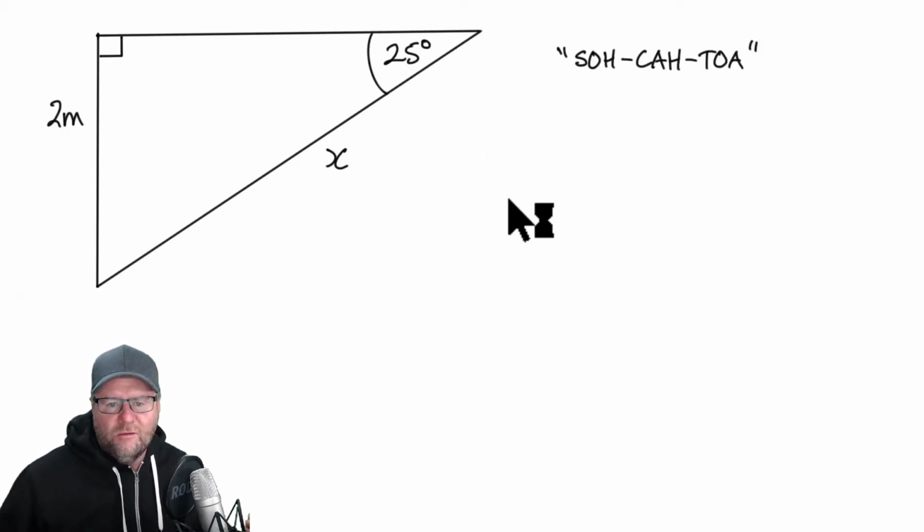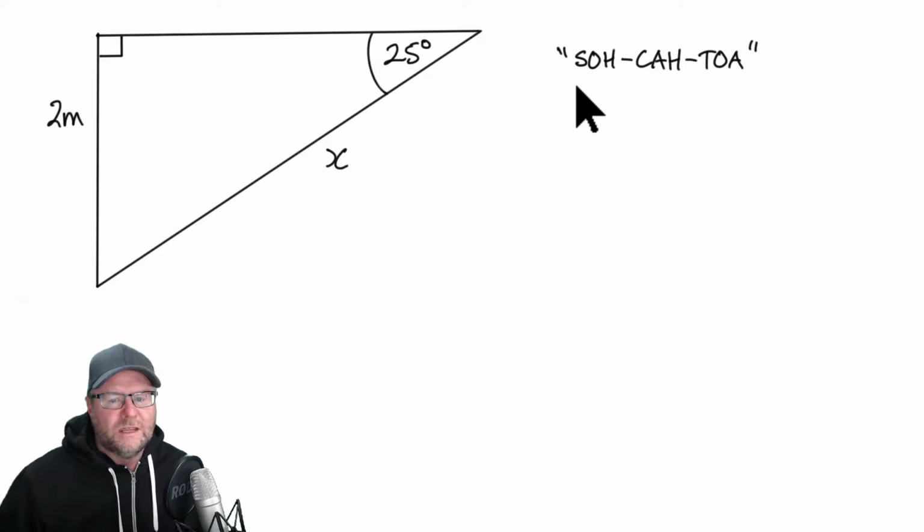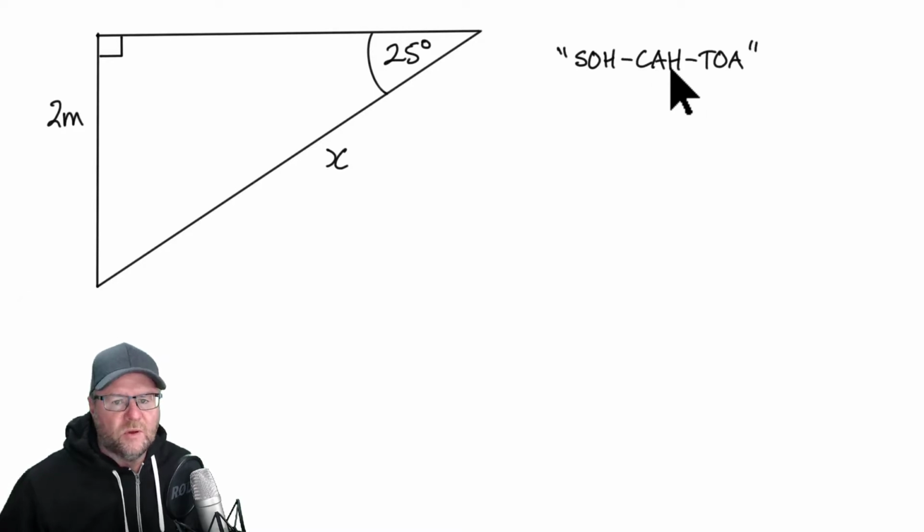I know from our previous work on trig ratios, this little phrase here, SOHCAHTOA, helps me remember the three trig ratios that we're using. Sine equals opposite over hypotenuse, cos equals adjacent over hypotenuse, and tan equals opposite over adjacent.